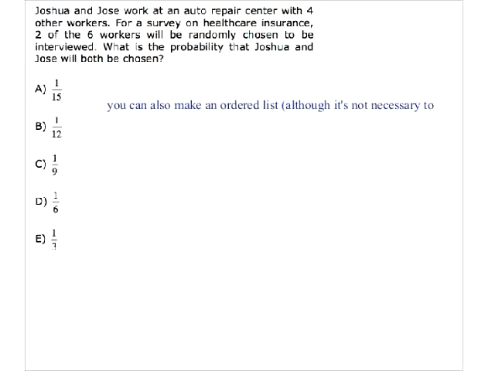If you make an ordered list, then you just get twice as many. You're just going to get each group 2 times. You're going to have this, this, this, then you're going to have 2 of everybody else. You don't need to make an ordered list here because you're not multiplying probabilities. But if you do, you'll still get the problem right. It'll just take longer.